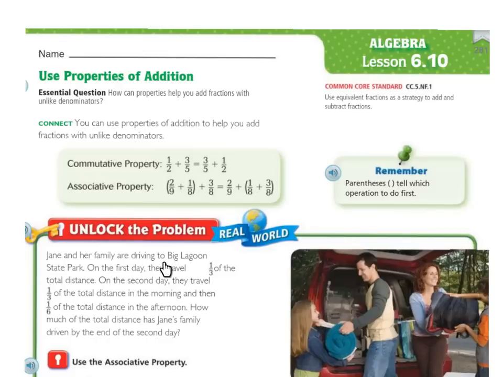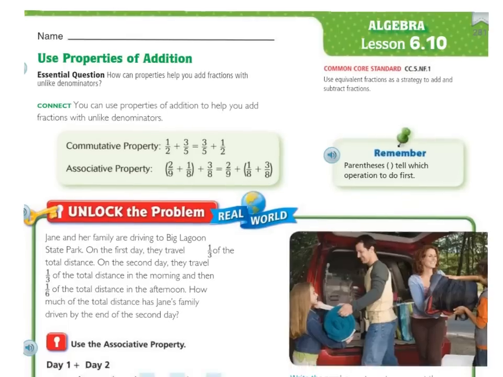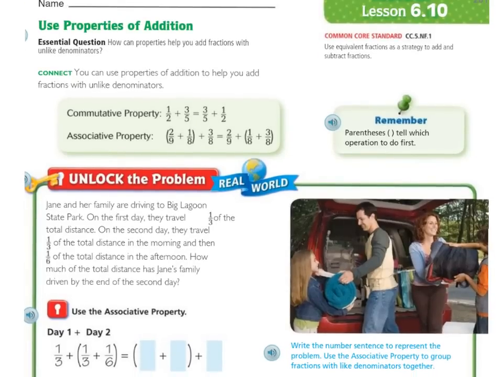Jane and her family are driving to Big Lagoon State Park. On the first day they travel 1/3 of the total distance. On the second day they travel 1/3 of the total distance, and then in the morning 1/6 of the total distance in the afternoon. How much of the total distance has Jane's family traveled or driven by the end of the second day?